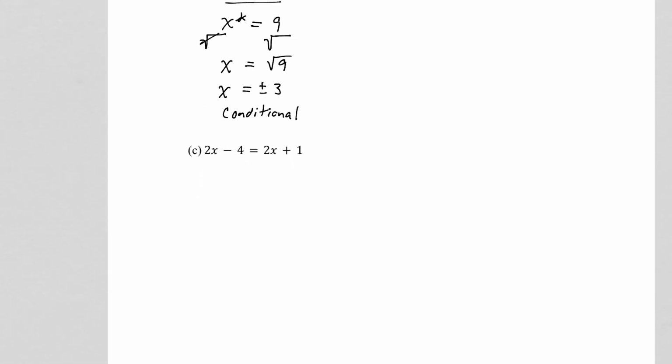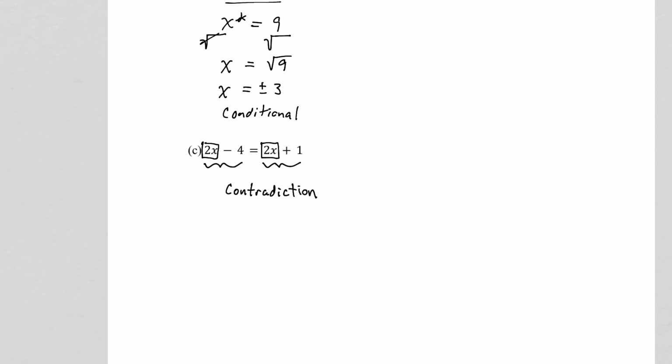And finally, part C, we have 2x minus 4 equals 2x plus 1. It's pretty clear that these two x's, regardless of what x will be, the 2x will be the same term. But if we're going to subtract 4 from that quantity on the left, but add 1 to that quantity on the right, there's no way the left side is going to equal the right side. You're always going to get different quantities on either side of the equal sign. So this is never true, and this is considered a contradiction.